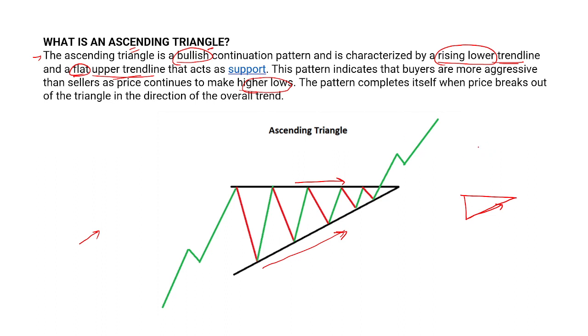So far we have learned this. I am repeating once again: a rising lower trend line and a flat upper trend line like this. So it is making one triangle. This pattern will complete when we see the breakout. Since it's a bullish pattern, in most of the cases we have observed that the breakout is towards the up direction.